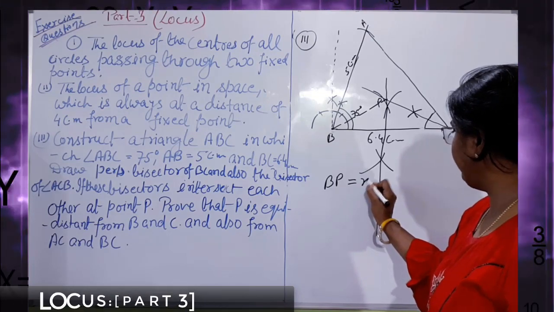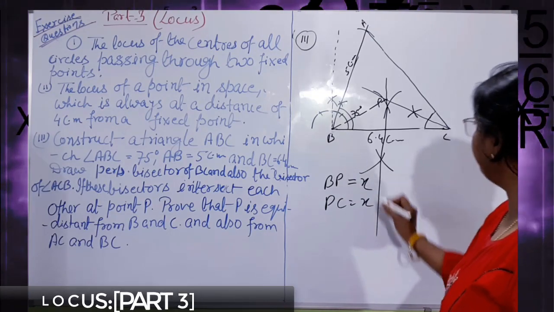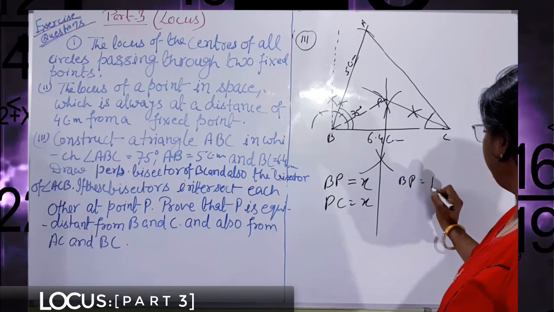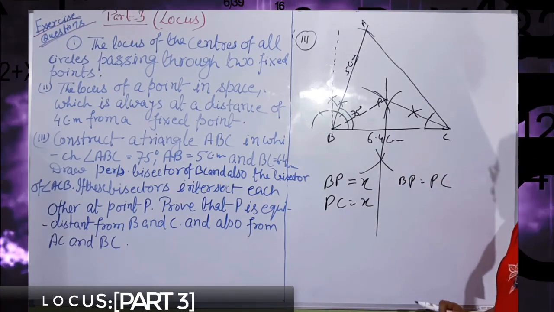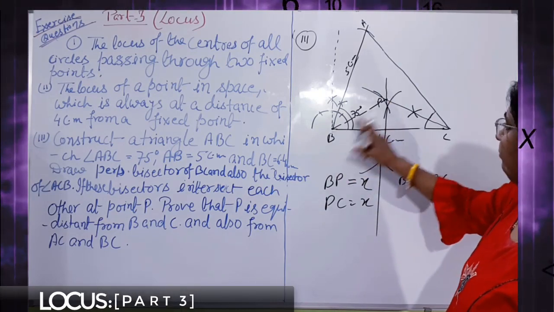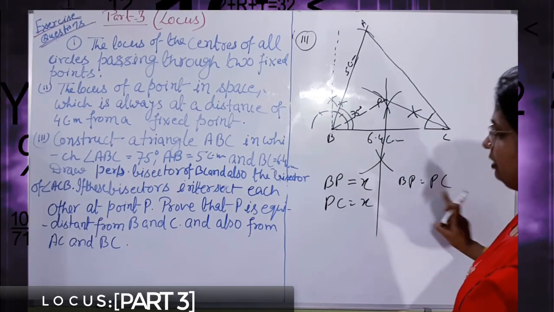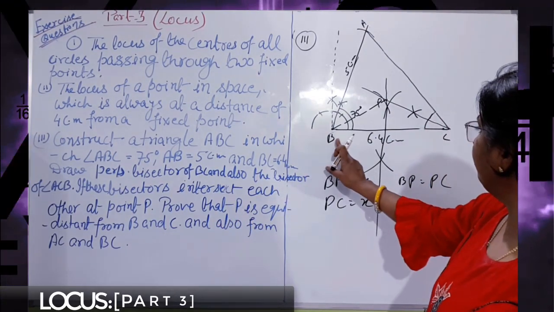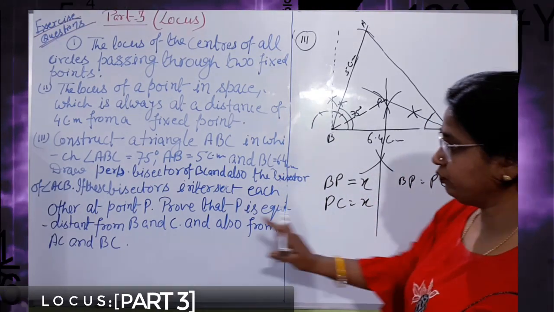Suppose BP is equal to X and PC is also X. Both will be equal: BP equals PC. Both distances will be equal. In your copy it will be an accurate measurement. With a scale you can find out how much BP and PC are. Both distances are equal. This proves that P is equidistant from both points B and C, and also from AC and BC.